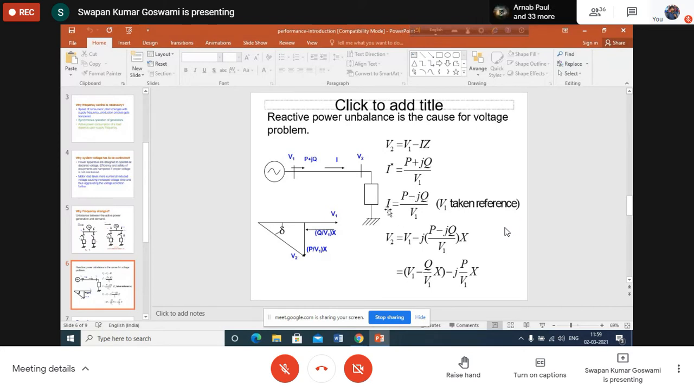Okay. Now you find out V2. What is V2? V2 is V1 minus I into Z. So V1 minus I, which is P minus JQ by V1, into Z. What is Z? Z is R plus JX. Right? Resistance plus J times the inductive reactance. All right. But what happens?